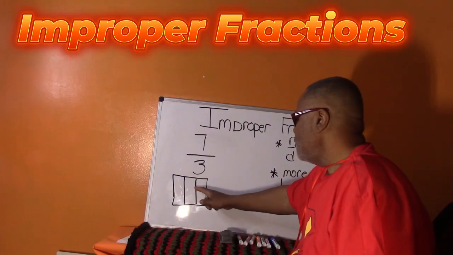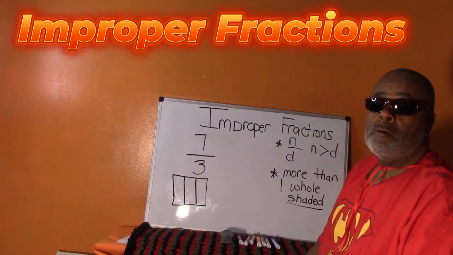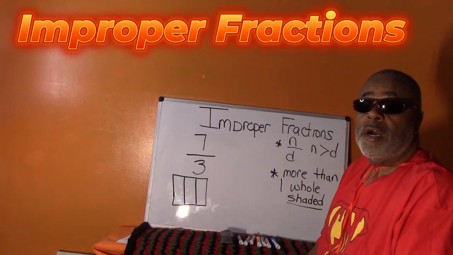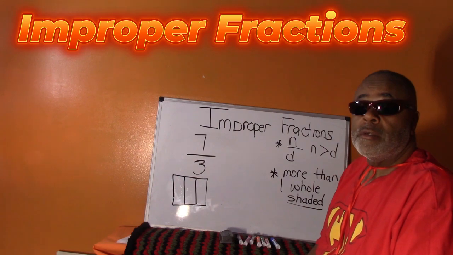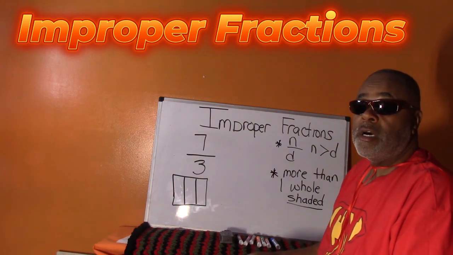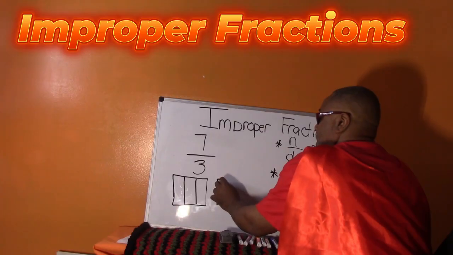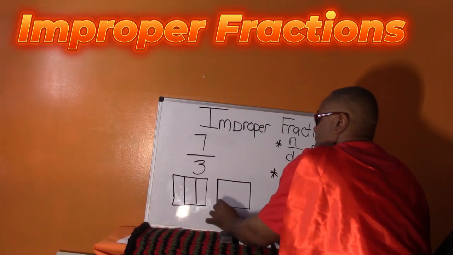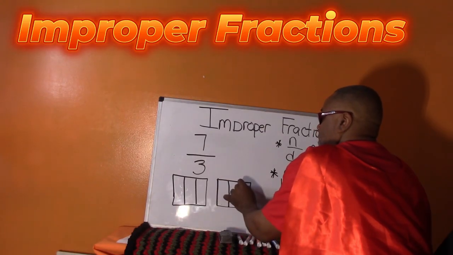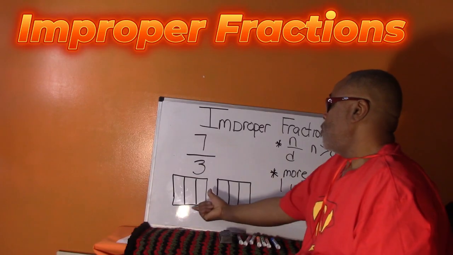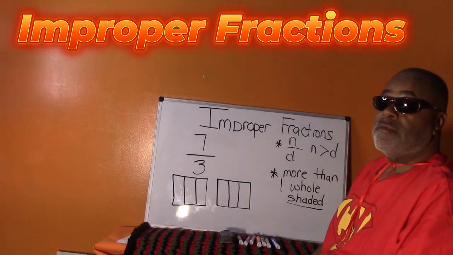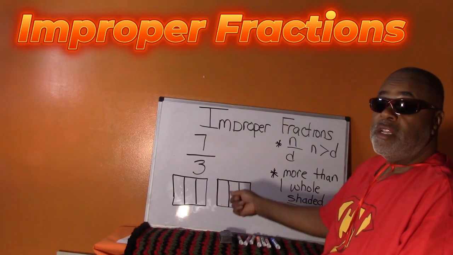1, 2, 3. Uh-oh. I don't have enough, do I? That means I gotta do what? I gotta draw another one. Now make sure it's not connected, because if it's connected, then it looks like it's one big thing. So now, do I have enough to shade in 7?